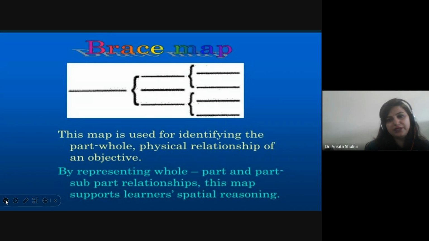Map is used for identifying the part whole physical relationship of an objective and by representing whole part and part sub part relationships. So technology is a very versatile tool. Just like I said earlier, a screwdriver can screw and unscrew screws. So it can also be used to pry open paint tin lids, be used as a stirrer, as a hole punch, as a hammer, as a tool for reaching the object that is always in the way.